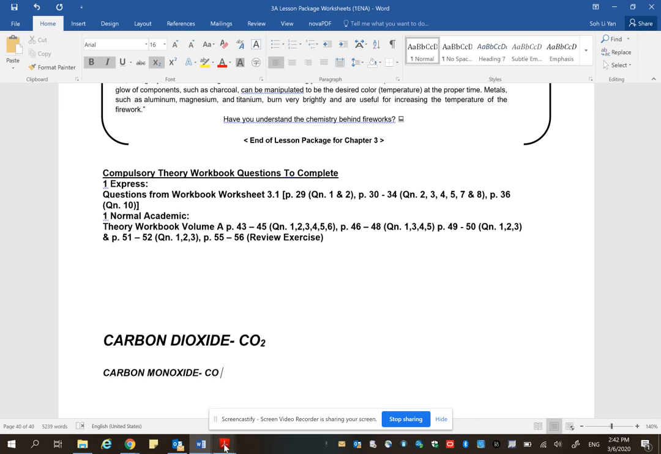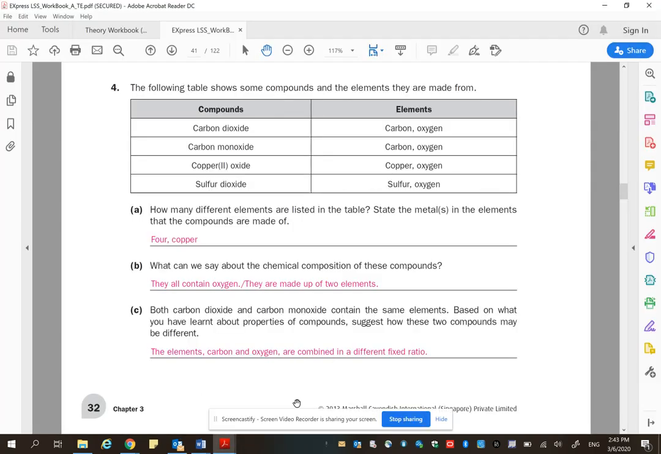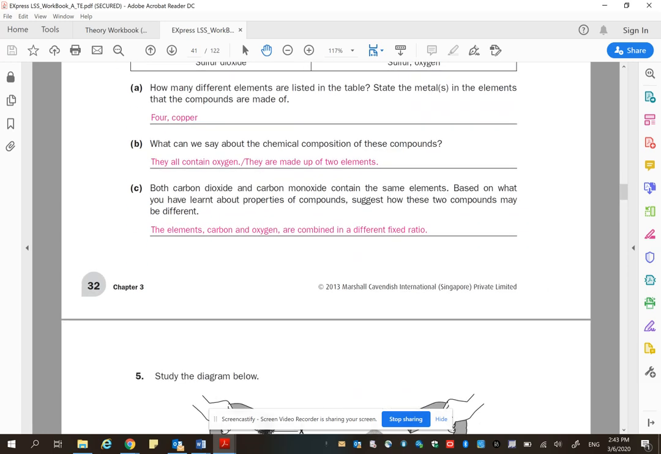oxygen. So you can see that's the thing about compounds: being combined in a fixed ratio is very important. The formula must be right. That's why although they contain the same carbon and oxygen, the compounds are different, because they are combined in different fixed ratios. Can you see the formula is different? Okay, that's just for question 4.